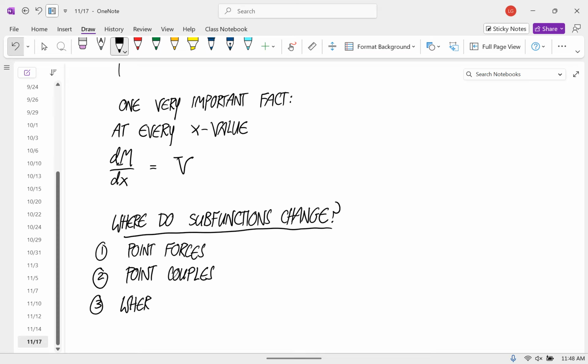So where the distributed load function changes. So if there's a spot where the distributed load goes from a diagonal line, like a triangular distributed load, to a uniform distributed load, at that point where the function changes, you have to change to a new cut. Okay, that's all.